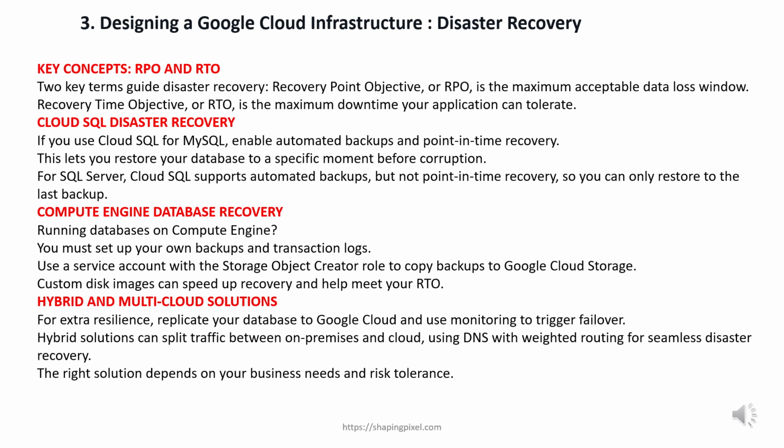Use a service account with the Storage Object Creator role to copy backups to Google Cloud Storage. Custom disk images can speed up recovery and help meet your RTO. For extra resilience, replicate your database to Google Cloud and use monitoring to trigger failover. Hybrid solutions can split traffic between on-premises and cloud using DNS with weighted routing for seamless disaster recovery. Disaster recovery planning is all about balancing cost, complexity, and downtime. The right solution depends on your business needs and risk tolerance.